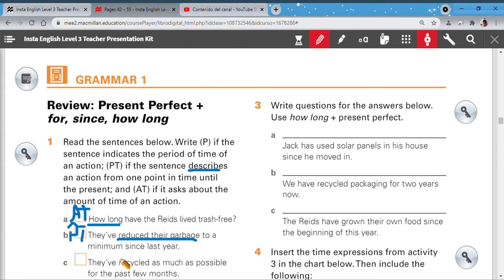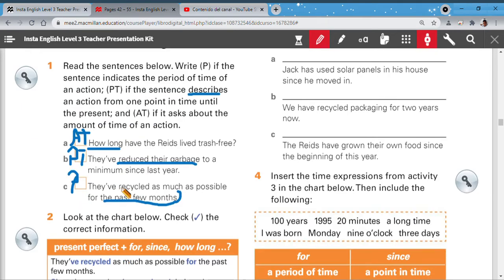And what is the last one? P. Okay, "they recycle as much as possible for the past few months." If the sentence indicates a period of time, for the past few months, this is the period of time. It indicates a period of time of an action. And what was the action? Recycling. Okay, look, you have 3 different ideas.